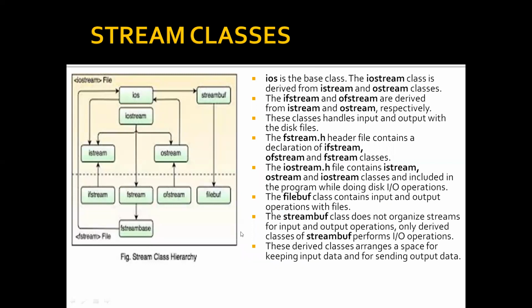Next, we will see stream classes. What are all the classes we have in a stream? This diagram may be a bit blurry, but if you read the description over here, you will be able to know what they are. This is the stream class hierarchy diagram. We have ios, iostream, istream, ostream, ifstream, fstream, ofstream, filebuf, fstreambase, and streambuf. These are the classes we have in the stream classes. Let us see what all these classes do.